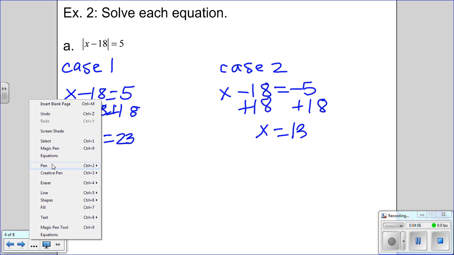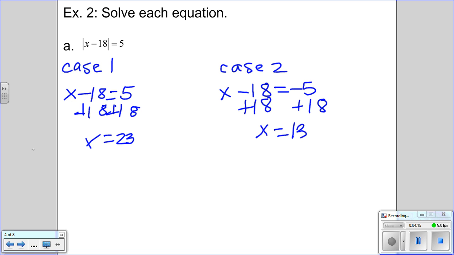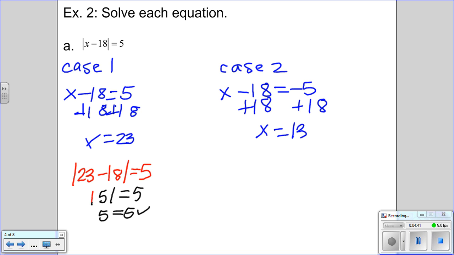Let me switch pen colors here for the check. Okay, so we got two solutions when we did all of our work, but we're not guaranteed that they both are solutions. So we have to check them in the original equation. So going back up to the original problem, the absolute value of x minus 18, let's check 23 for x. Does it work? In other words, does it give us 5? All right, so 23 minus 18 is 5. And the absolute value of 5 is 5. So 5 equals 5, the first solution checks. So we can put a big box around x equals 23.